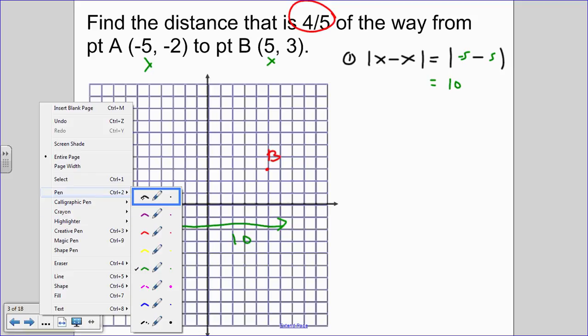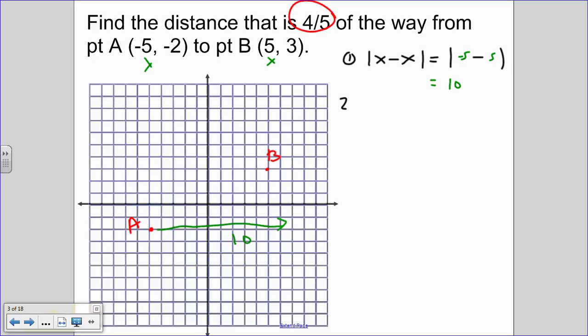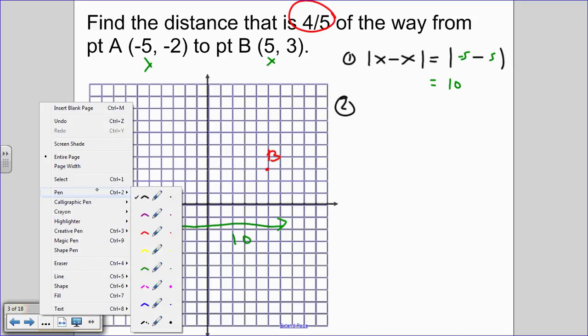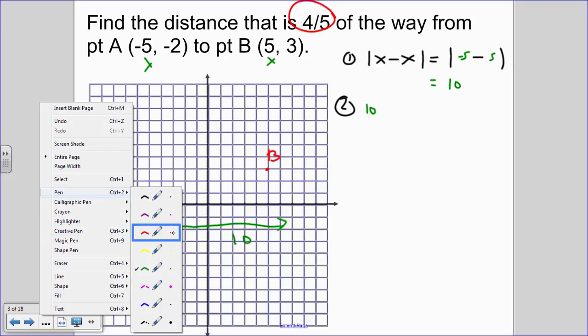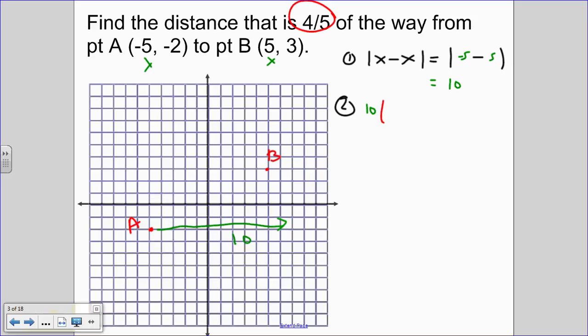Step 2 is find the fractional distance. To find the fractional distance, you take the total distance, which was 10, and multiply it by 4/5, which is from the problem. The problem will always tell you what fraction to use. You can use a calculator to multiply these fractions, but without a calculator, I remember that 5 is half of 10, so this would give me 8. My fractional distance is 8.